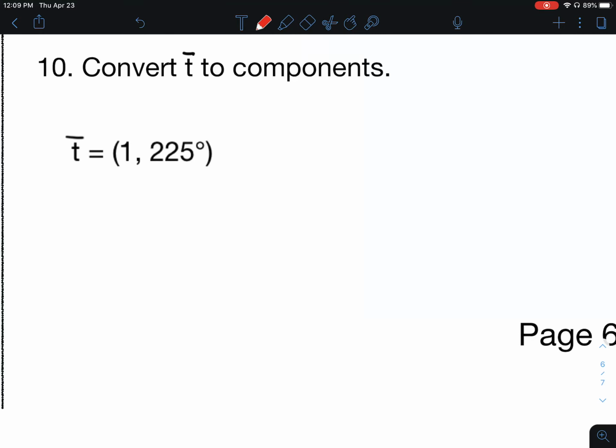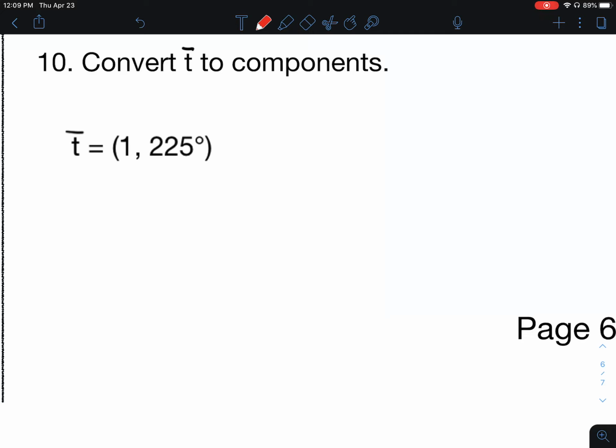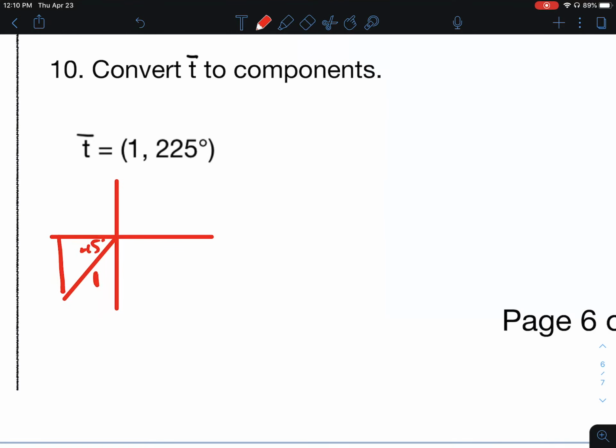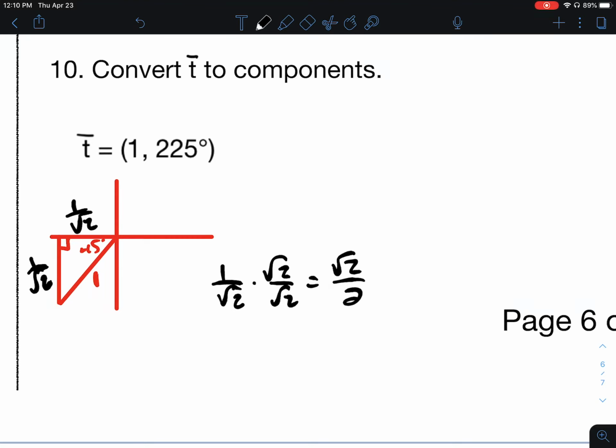Convert t to component form. Well, this 225 looks like a special angle to me. It's going to be in quadrant 3 with a reference angle of 45, because 225 is 45 more than 180. If the hypotenuse is 1, because that's the magnitude of the vector, then each of the legs are 1 divided by the square root of 2. And if you want to convert that so that you have a rationalized denominator, that would be square root of 2 over 2 for each of those.